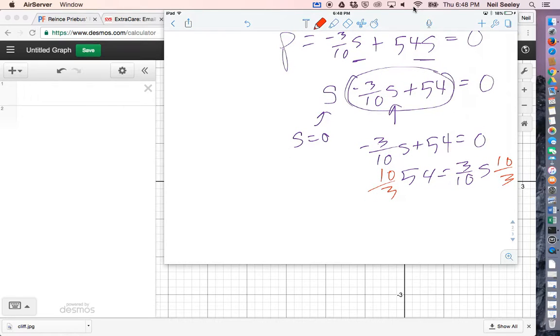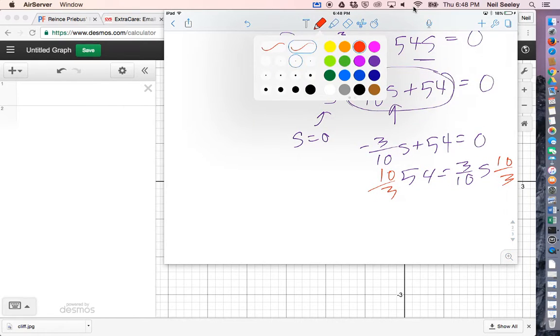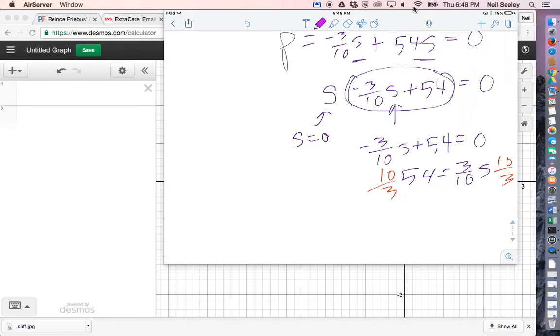That'll cancel out my 3/10 on the right, and I will have 540 over 3, and that equals s. Now 540 divided by 3, we can do all kinds of math magic in there, but it's a nice number, so find it any way you like. 180 is our number, and it stands for something about advertising.